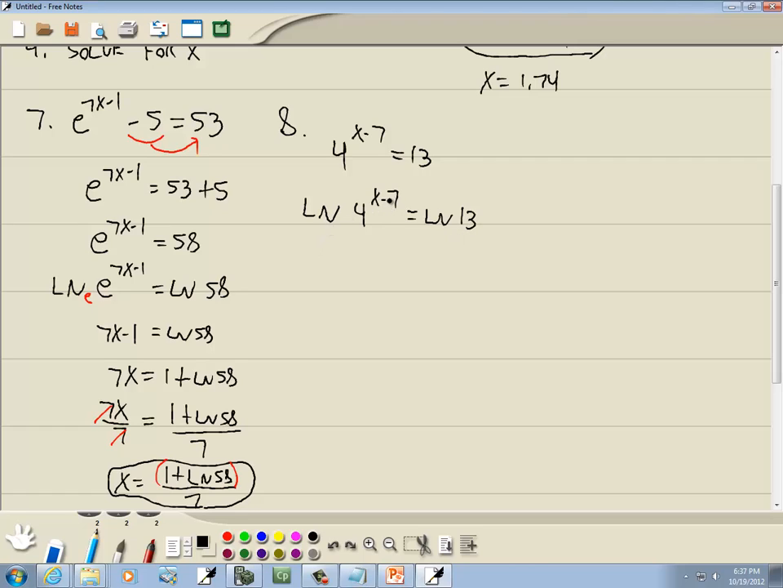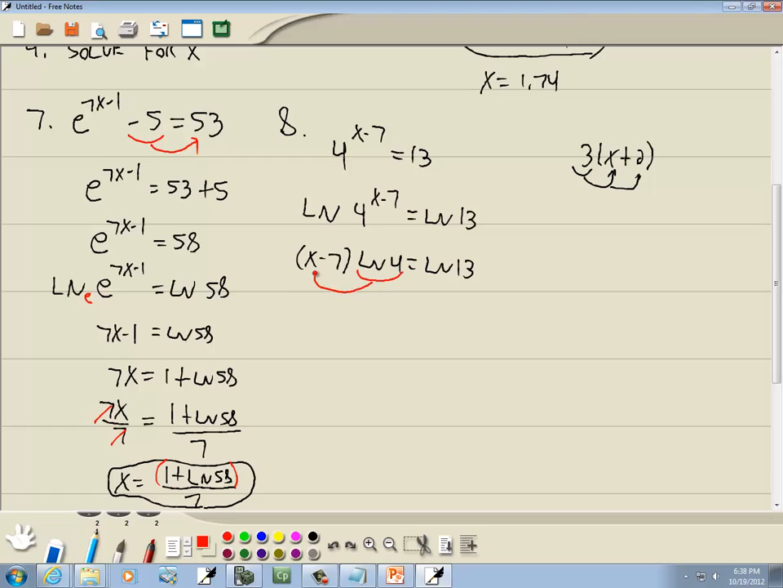Step 3, use properties of logs to get the variable out of the exponent. Remember, we had a property that said if you have a log of something to a power, you can take the power and put it out in front. So put the x minus 7 out in front. Now keep in mind that natural log of 4 is just a number. If I plug that in my calculator, it'll give me some kind of decimal. Whenever we have a number next to parentheses, like this, we use the distributive property, multiply it through. Well, this is no different. It being a natural log, it's still just a number.